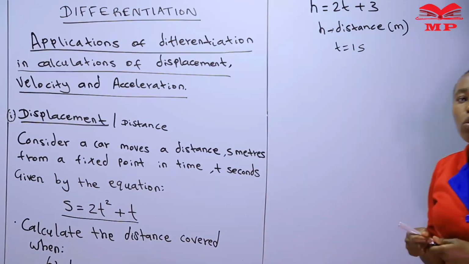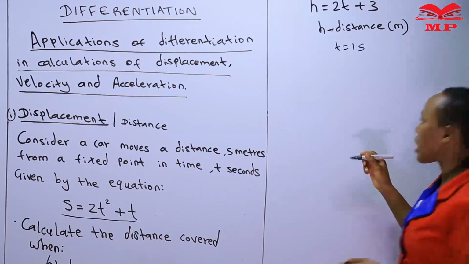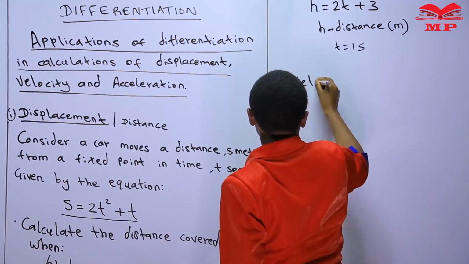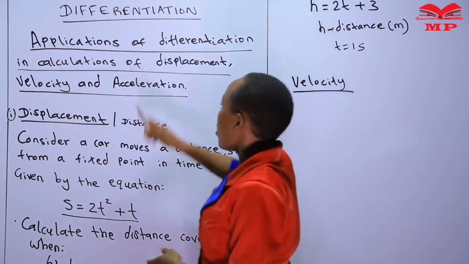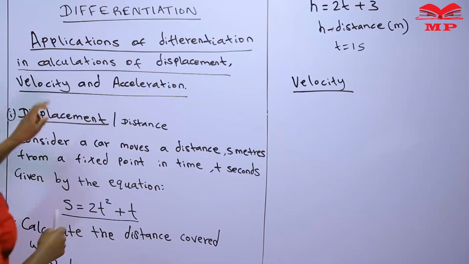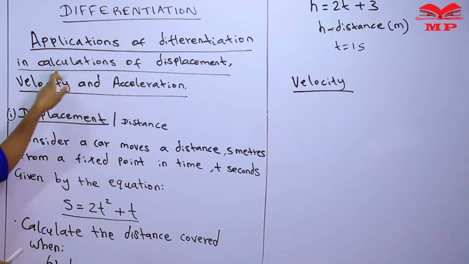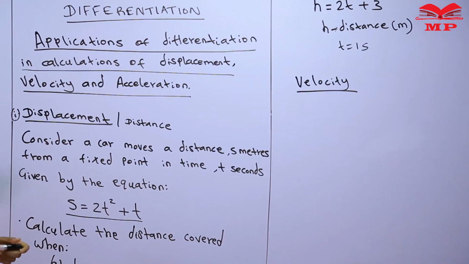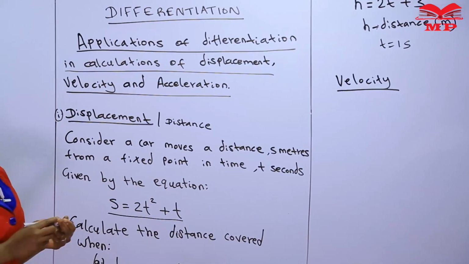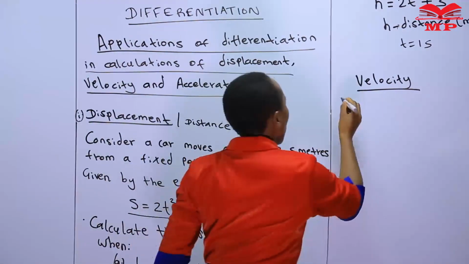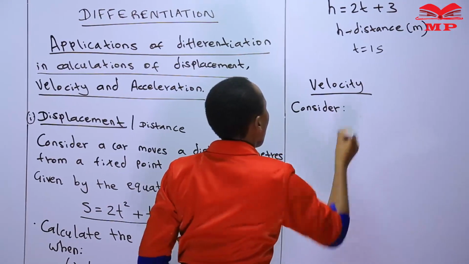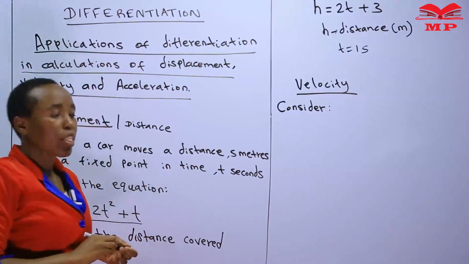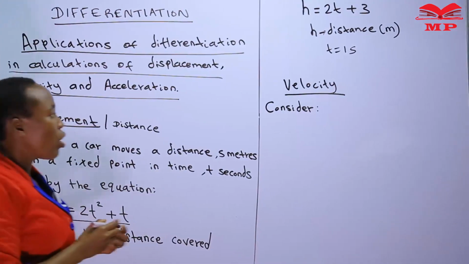Then we are going to move on to calculation of velocity. How we can calculate velocity, as an application of differentiation. So I want us to look at how we can calculate velocity, and I would like us to consider this equation so that you can get to know how we calculate the velocity by differentiation.